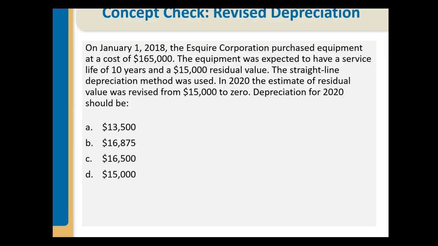So let's look at a concept question here. On January 1st of 2018, the Esquire Corporation purchased equipment at a cost of $165,000. The equipment was expected to have a service life of 10 years and a $15,000 residual value. The straight-line depreciation method was used. In 2020, the estimate of residual value was revised from 15 down to 0, so depreciation then in 2020 should be what?